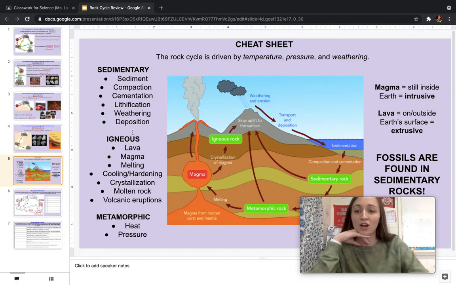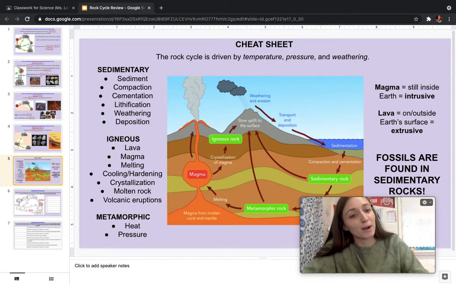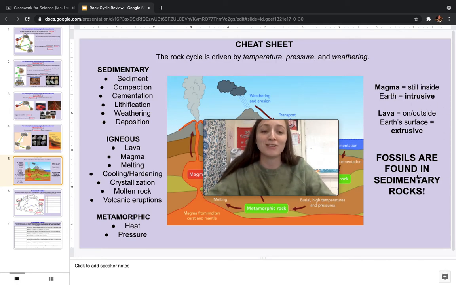So these over here are the key words that are going to tip you off to help you know that, okay, this question is talking about sedimentary, this one's talking about igneous, metamorphic. A reminder of where magma and lava is: magma being intrusive because it's inside, lava being extrusive because it is outside. And don't you dare forget, fossils are found in sedimentary rock.